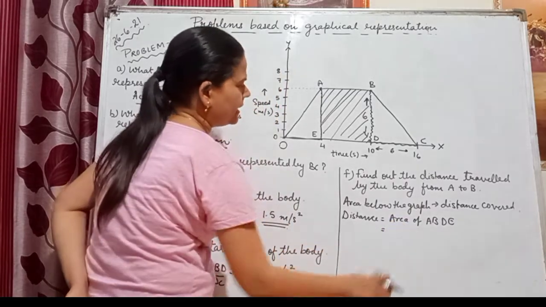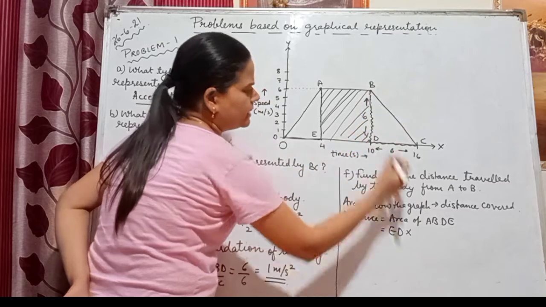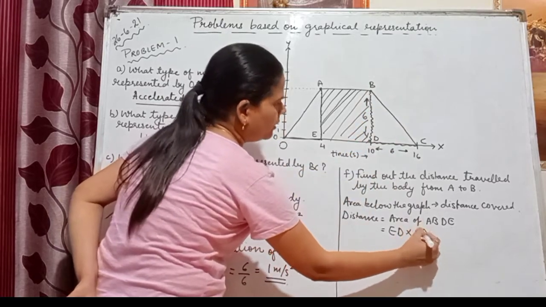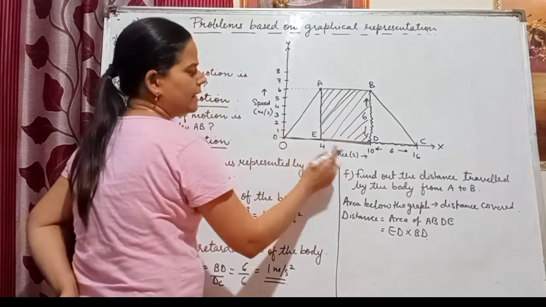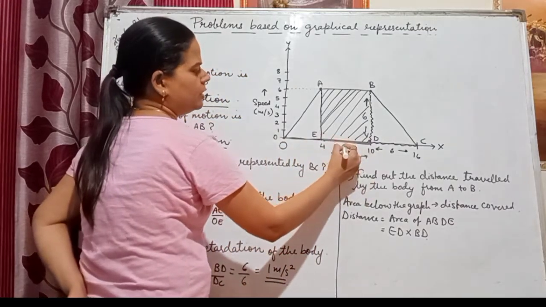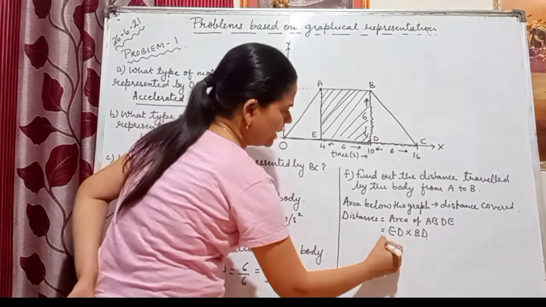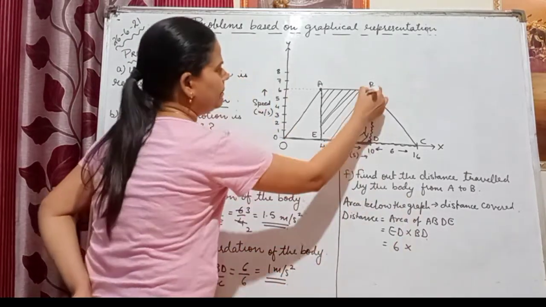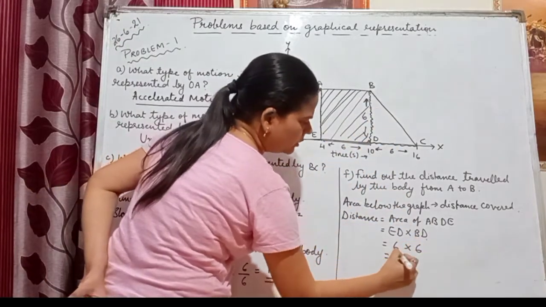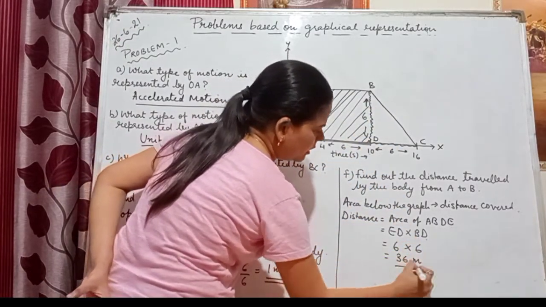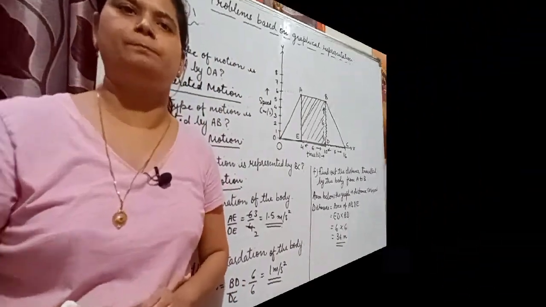Here you can say that length is ED and breadth is BD. What is the distance between E and D? This is 4, this is 10. So the distance between E and D will be 6, 10 minus 4. So that is 6 into BD. BD is again 6. So this is actually a square. So 36 meters. So the distance covered by the body is 36 meters.